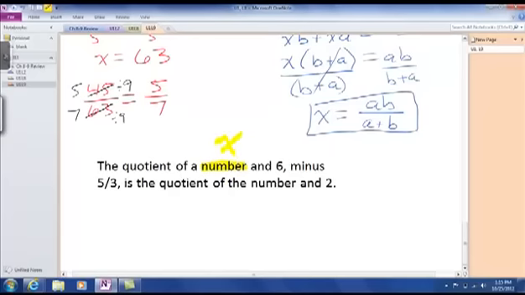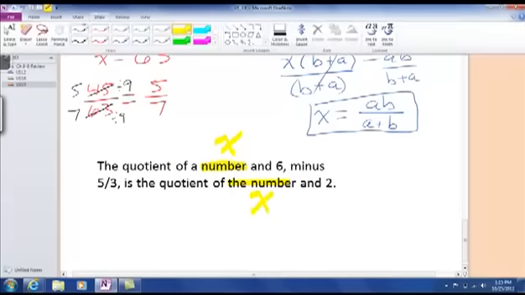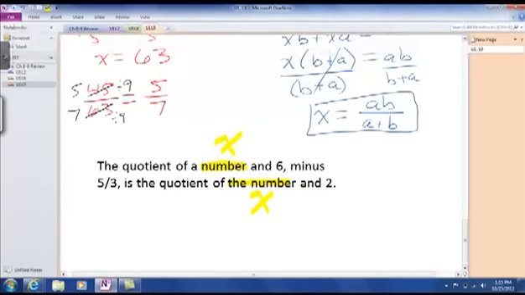That's x. Okay. So then down here when we have the number, that's x again. So everywhere you see that, we're using x. All right. Well, then the quotient of a number and 6 means x divided by 6 or x over 6. Okay. So I've got x over 6 minus 5/3, so minus 5 over 3.